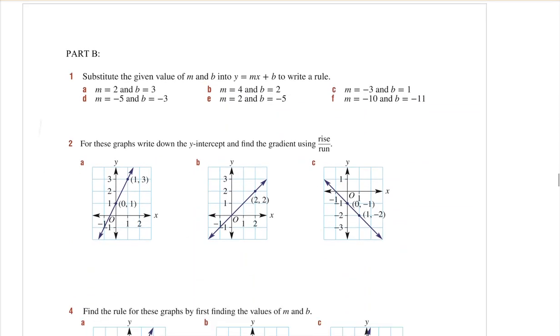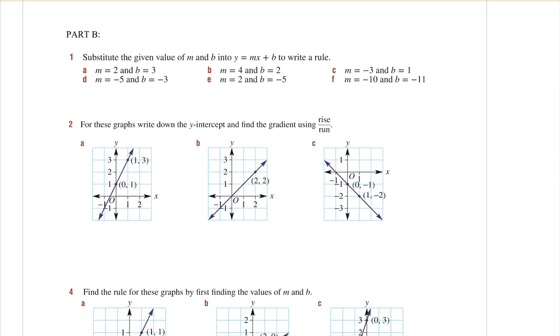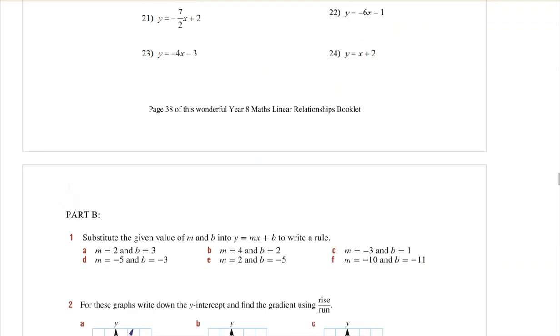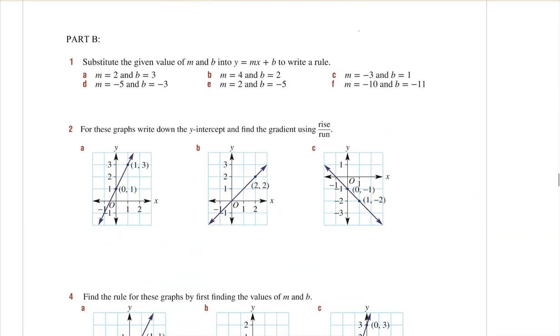Then in the question on the next page, you will start getting into the ones where you have to find the rule from the graph. Okay, so some sloping ones, and then there'll be some horizontal and vertical line ones. Oh, no, there's not. Oh, they must be too easy. We might have to practice those again later.